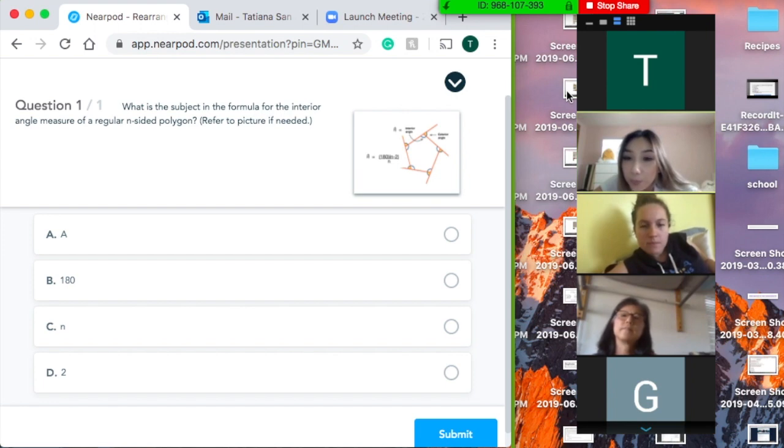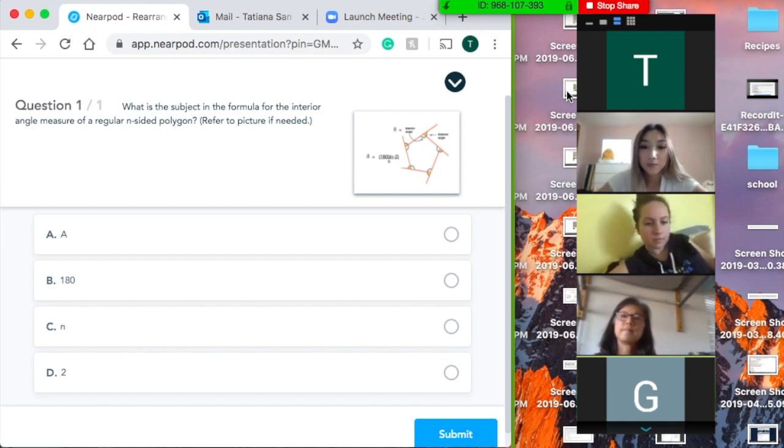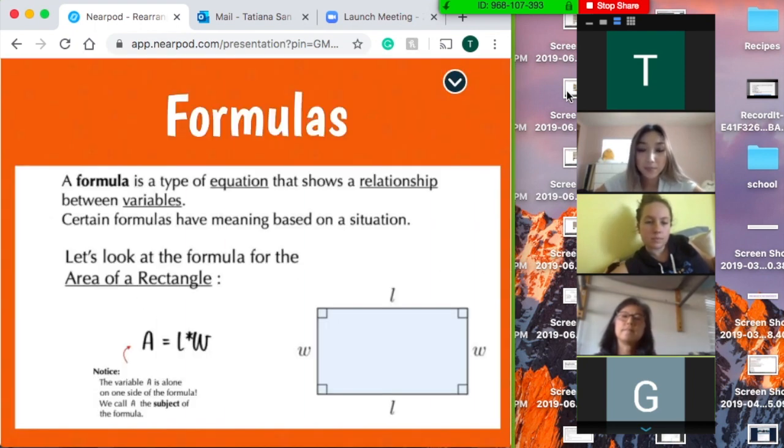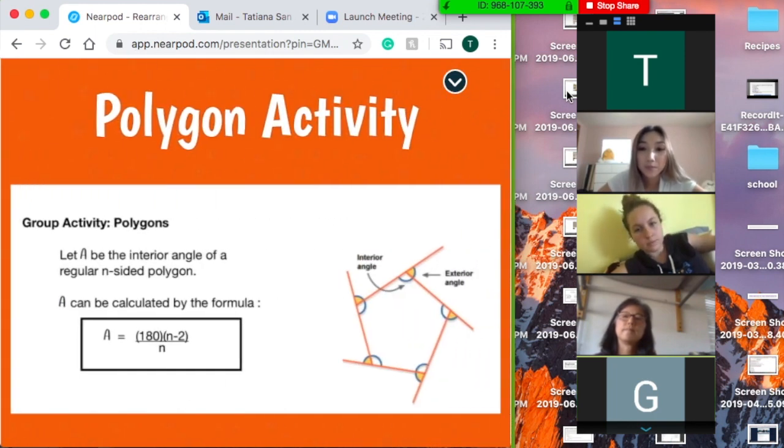I see Kathy just answered, Courtney answered, Marco answered, Sarah answered, Min answered. Okay, so the subject here is going to be A because, like I said in the last slide, A is a variable alone, as in the area of a rectangle. So going on to the interior angle formula, A is the subject of this formula.